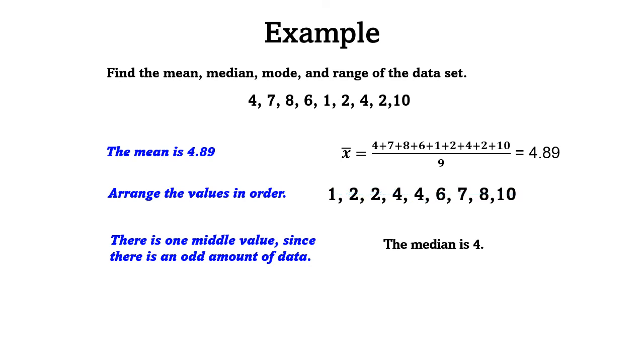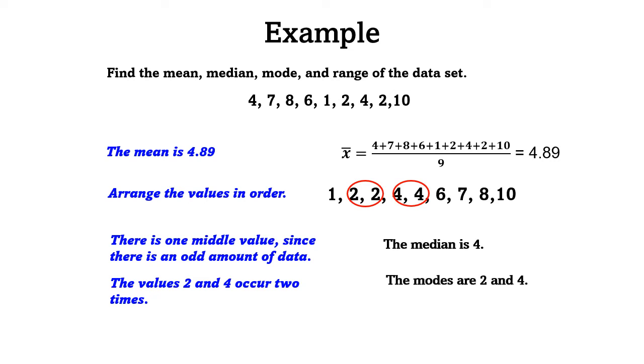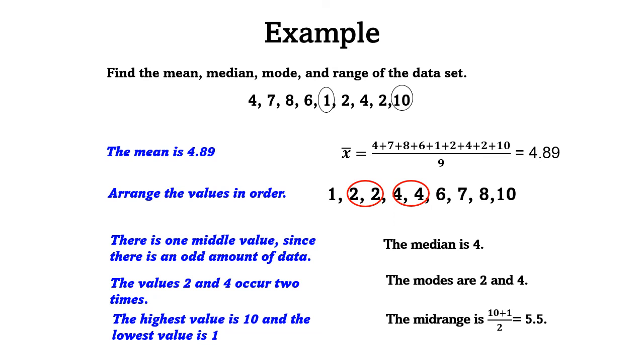For the mode, I noticed that 2 and 4 are the most frequent numbers and they occur the same number of times, so the modes are 2 and 4. Now for the mid-range, the highest is 10 and the lowest is 1, and we're going to take the average of 10 and 1, which is 10 plus 1 over 2. Therefore, the mid-range is 11 over 2, which is 5.5.